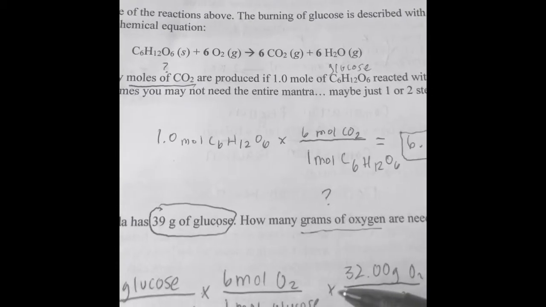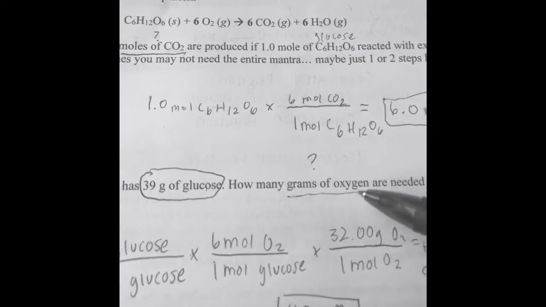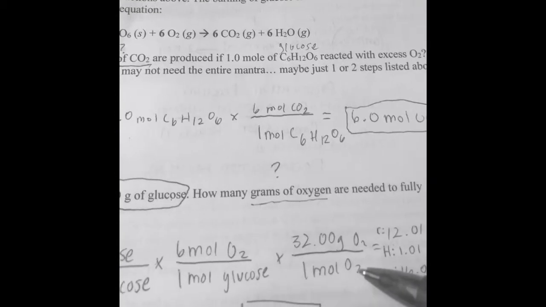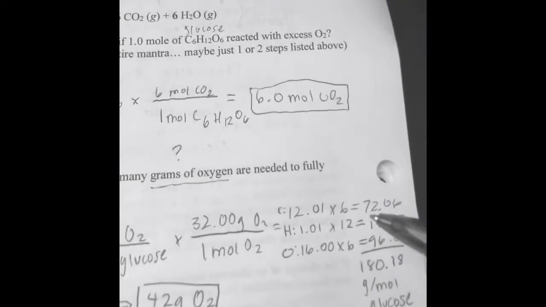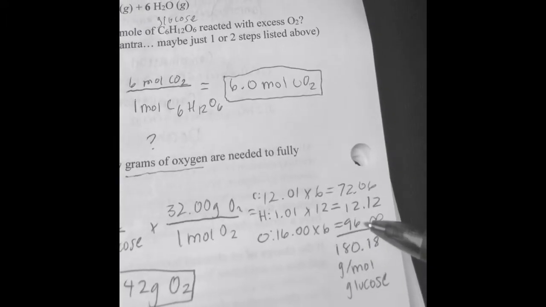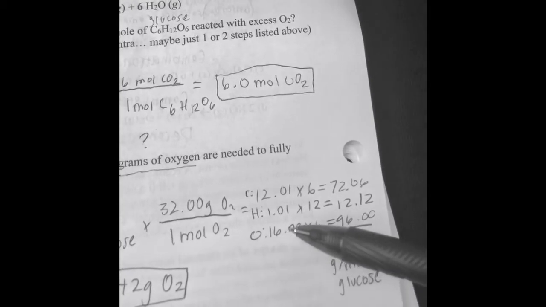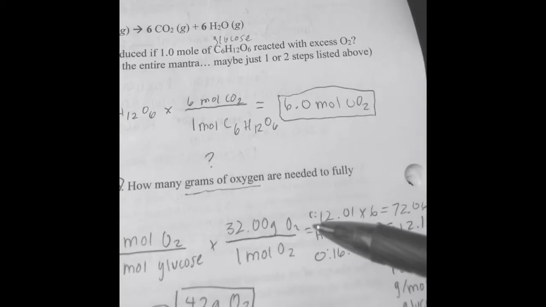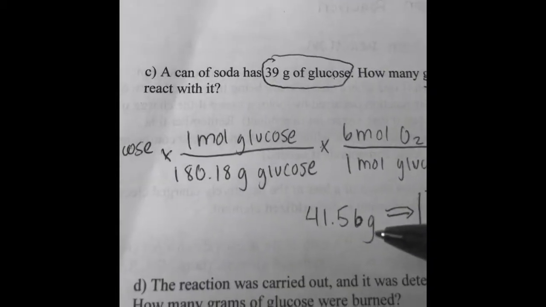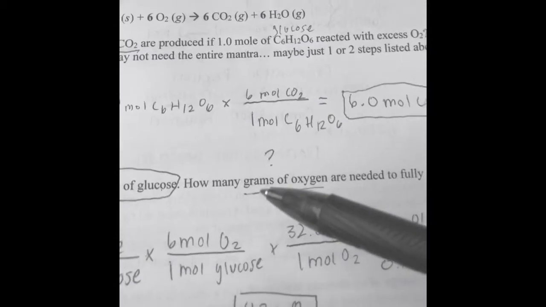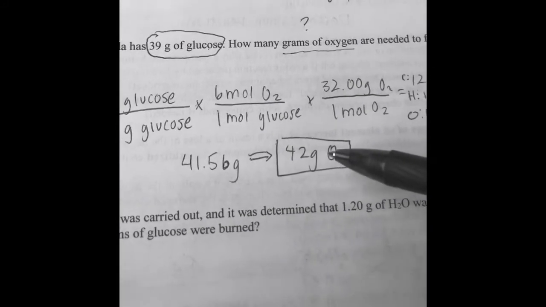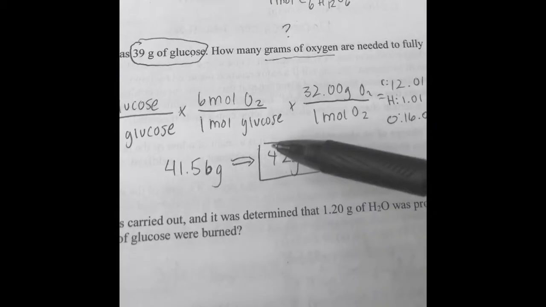And then we multiply it, since we need how many grams of oxygen, by the conversion factor of 1 mole of oxygen. And remember, it has an O2, right? So for O2, since oxygen is 16, we do 16 times 2, not 6, but times 2, and we get 32 grams of oxygen gas. And what does that equal? It equals 41.56 grams, which is what we need. We needed the grams of oxygen, and we get to the simple form of 42 grams of oxygen gas. And don't forget to box your answer.